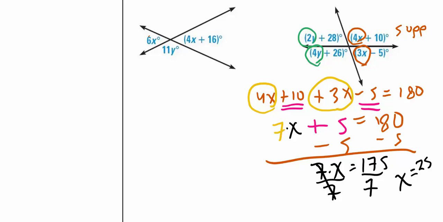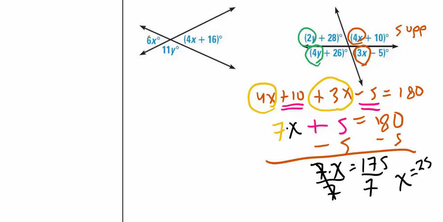Now, all we did was find the x. So remember, problems are going to either ask you to find the x or find the y or also find the angle. We found the x. X is not the angle. None of these angles up here are 25 degrees. All of these are more than 25 degrees. So this is not a degree answer. This is a variable, an x.